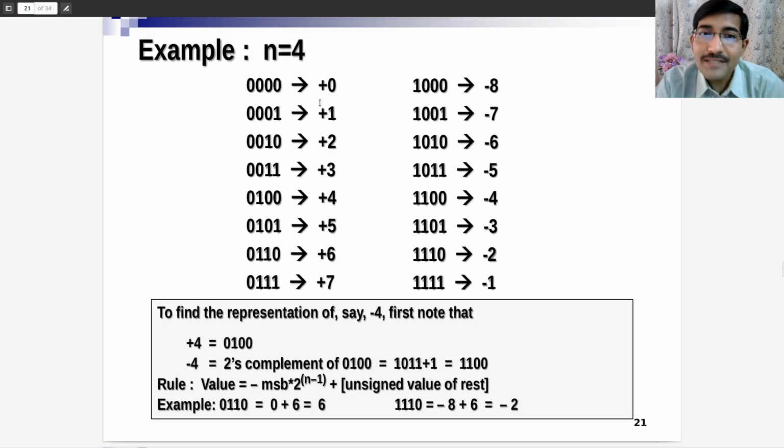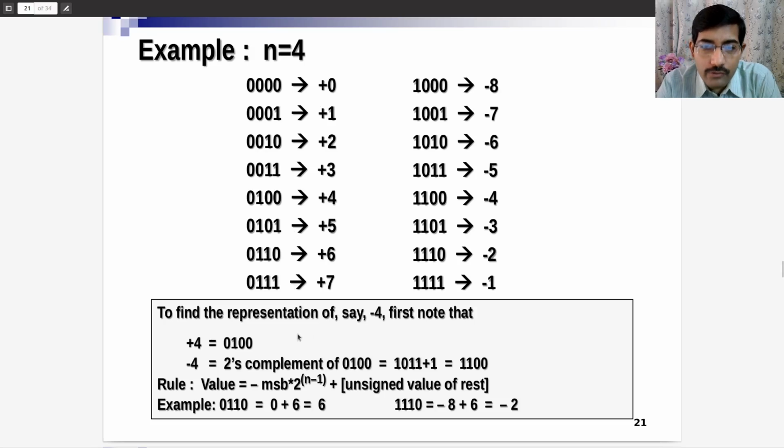So minus 0 and plus 0 will both become zeros since your size is n, that is fixed. Here I am showing with n equal to 4. If your size is n, that is fixed. So 2's complement is 1's complement plus 1, which eliminates two different representations of zeros.